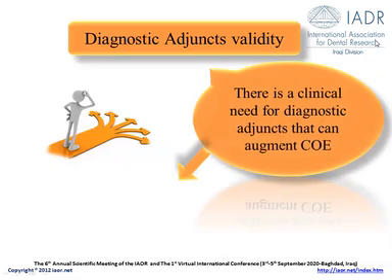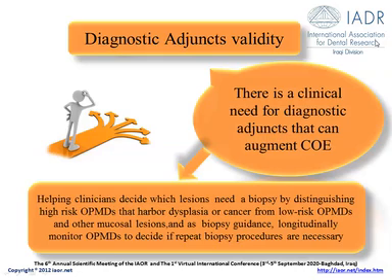So there is a clinical need for a diagnostic adjunct that augments the conventional oral examination. These adjuncts may help clinicians decide which lesions need a biopsy by distinguishing high-risk oral potentially pre-malignant disorders that harbor dysplasia or cancer from low-risk ones, and differentiating them from other mucosal lesions. They can also serve as biopsy guidance and for longitudinally monitoring the patient if repeated biopsy procedures are necessary.